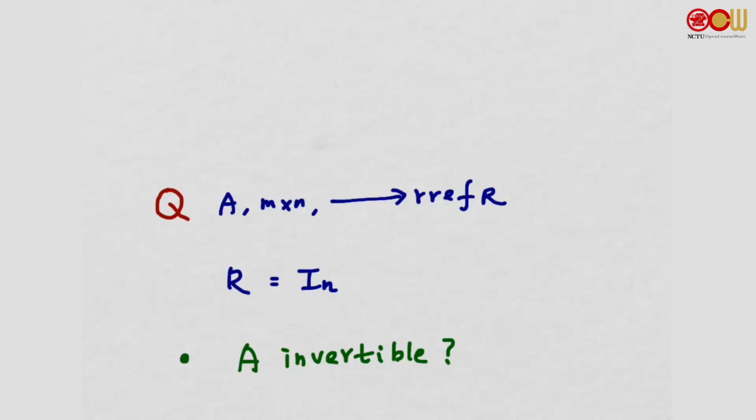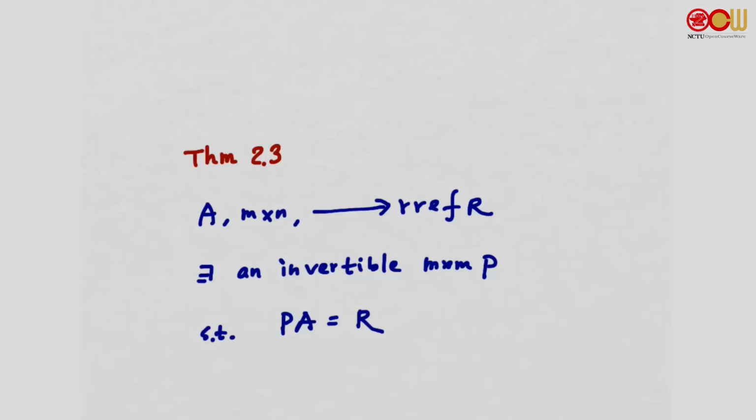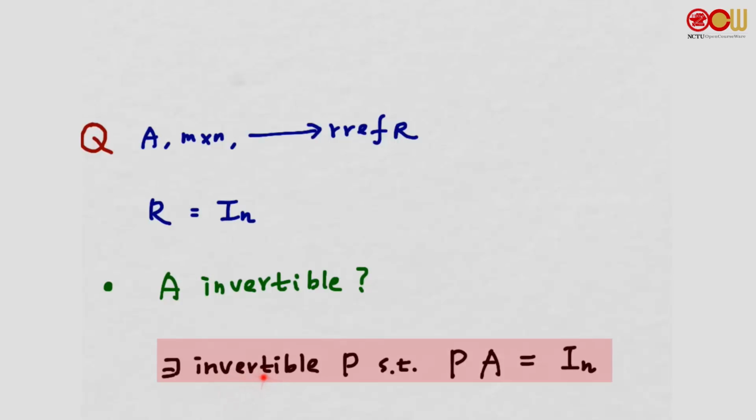Now we have some questions here. Suppose A is n by n and the reduced row echelon form is R, and suppose that R is the identity matrix. Would A be invertible? Let's try to use the theorem that we have just talked about to solve this. Pause and think about it. Ready? Theorem 2.3 said we can always find an invertible P so that this is true. So we can find an invertible P such that PA is the identity matrix.